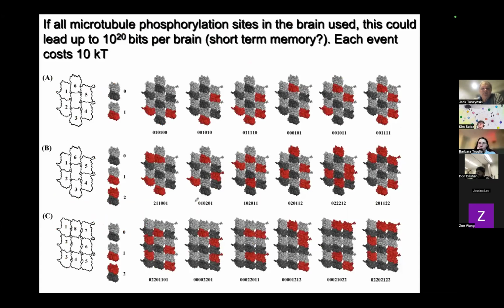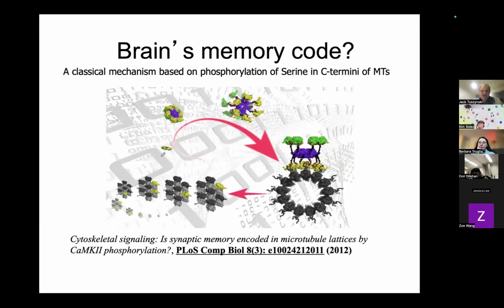And that shows you all kinds of patterns that can emerge and illustrates the enormous potential of memory storage. And imagine this is just one patch, and there are thousands of patches on each microtubule, and there are thousands of microtubules in a neuron, and there are hundreds of billions of neurons in the brain. So if that's how it works, it's magnificently powerful. So that's the reference to this paper. We call it Brain's Memory Code.